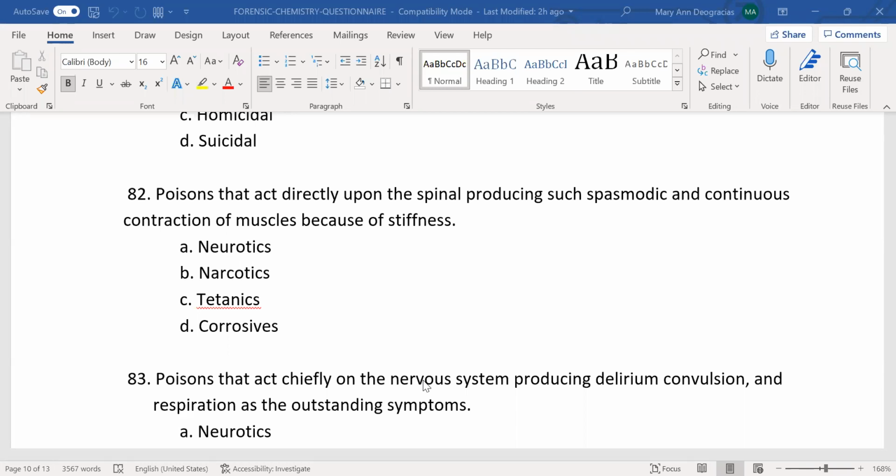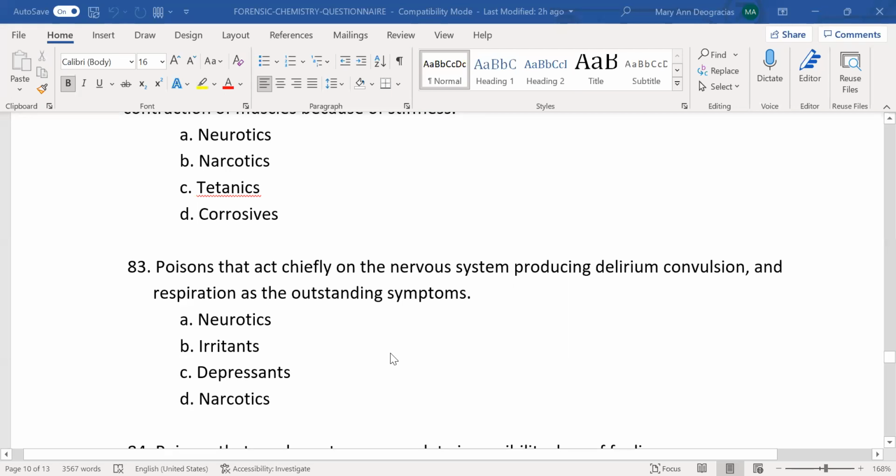Yan. And then 83, poisons that act chiefly on the nervous system. O alin sa apat? Is it A, neurotics, B, irritants, C, depressants, D, narcotics? Best answer. Delirium, convulsion, respiration as the outstanding symptoms. Okay. The best answer here is neurotic. Kasi ang narcotics pwede rin naman. Kaso lang, ang kanyang effect is delirium, convulsion. Convulsion. Ito, convulsion is when the person is already in the state of deeply intoxicated with alcohol. Stupor na yan eh. Yan.